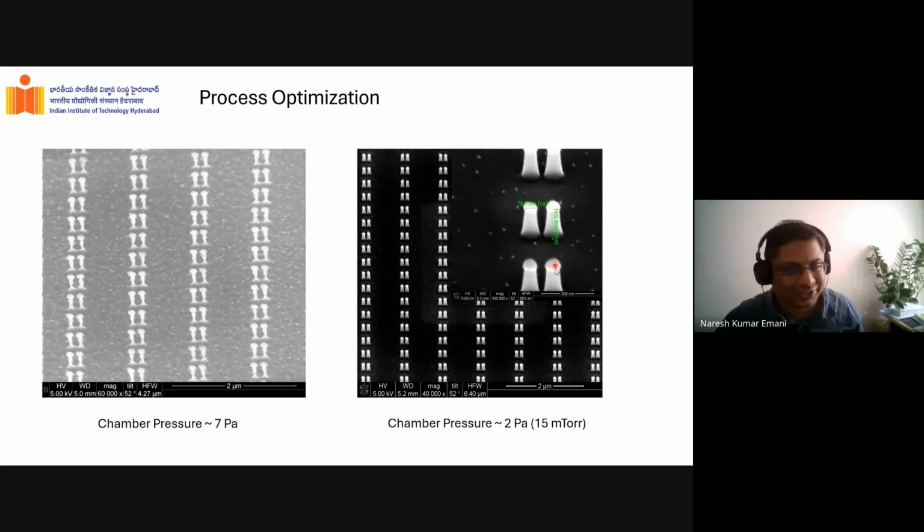Of course, I still have these top heads. That's a story for another day and time. All right, makes sense? Just going from 7 Pascal to 2 Pascal, I'm getting more straight side walls.